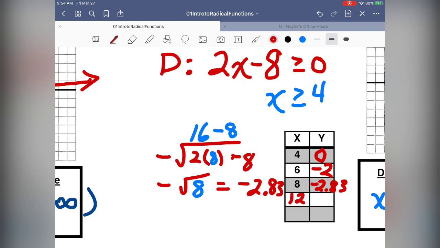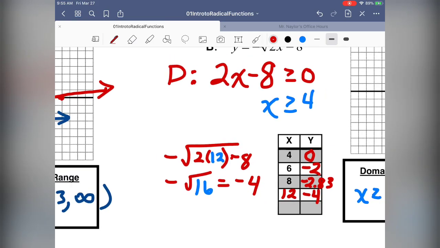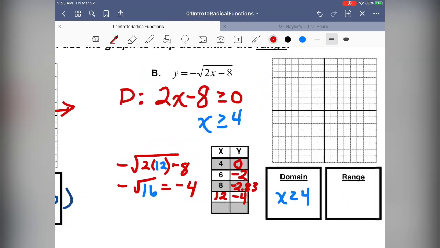Because when you plug in 12, if you do that carefully up here, you're going to end up getting 24 minus 8. And 24 minus 8 does come out to be 16. Now, of course, we want the square root of 16, and that we know is the number 4. With the negative sign in front of it, we end up with negative 4. Again, it can be kind of tricky sometimes to decide what numbers to plug in.